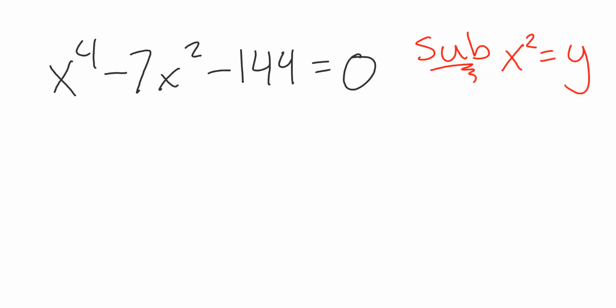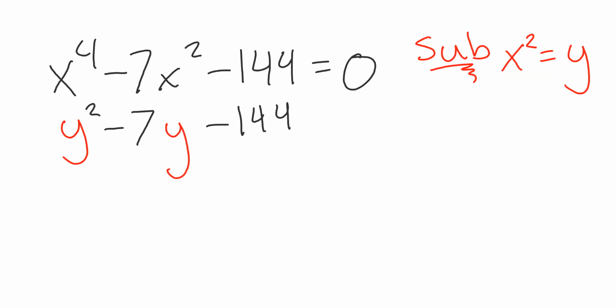Okay, so what that means is, see this x to the 4th, that's really x squared squared. So x to the 4th is going to become y squared. All right. And this x squared is going to just become a y. All right. And that's because we did this substitution. The trick in substitution is to remember that we are still trying to solve for x, right? Y is just something we made up to replace our x squared. But in the end, we need to figure out what x is.